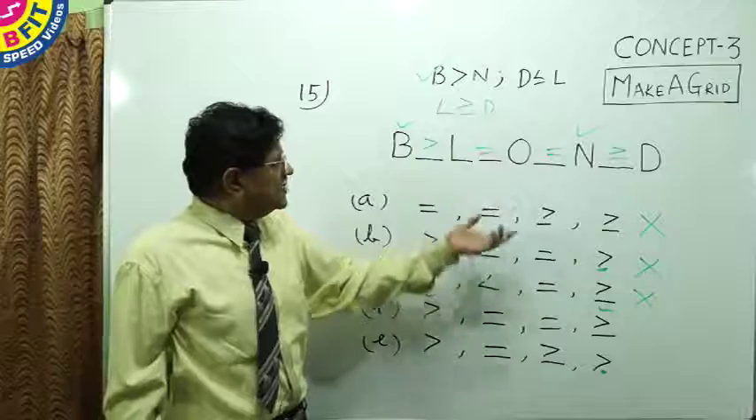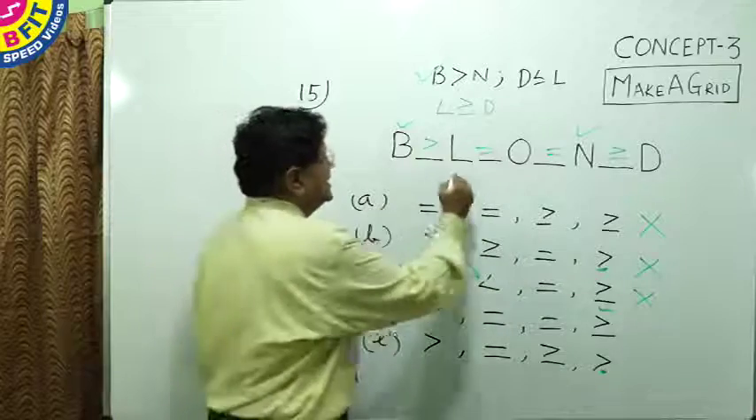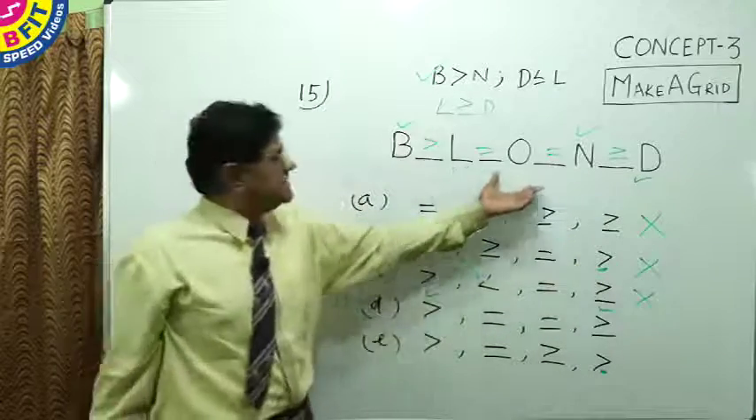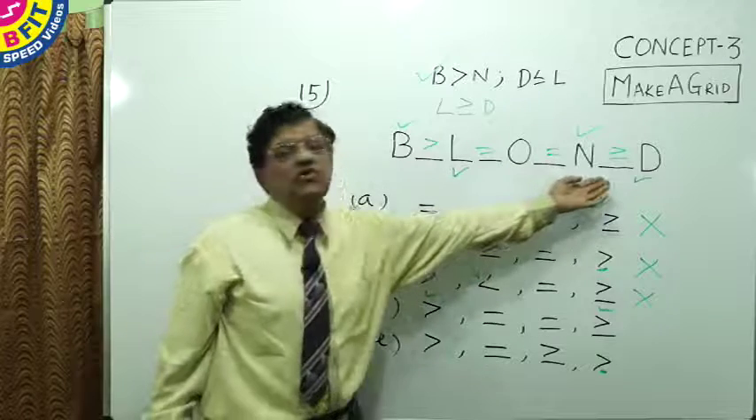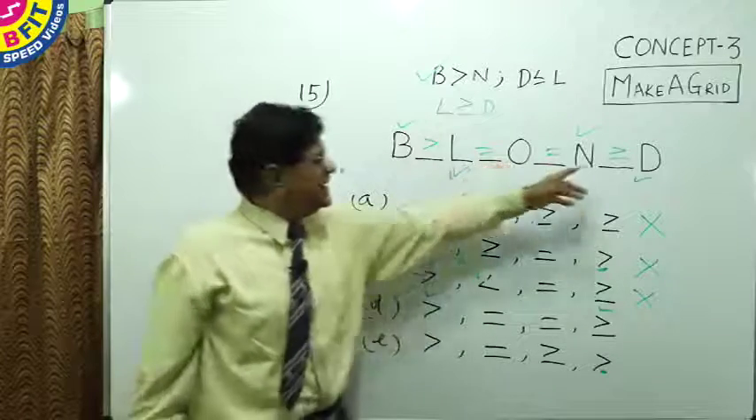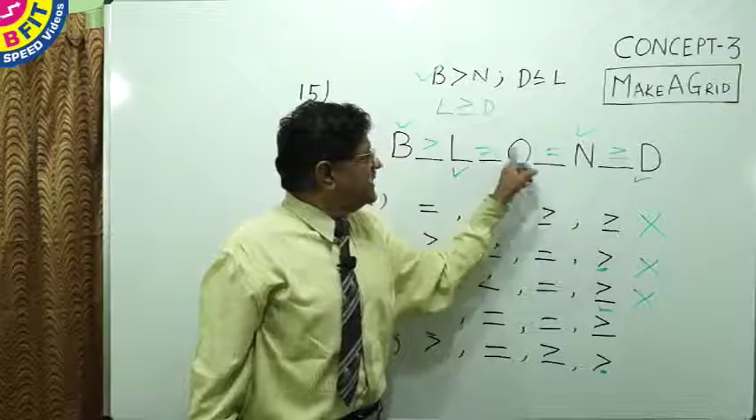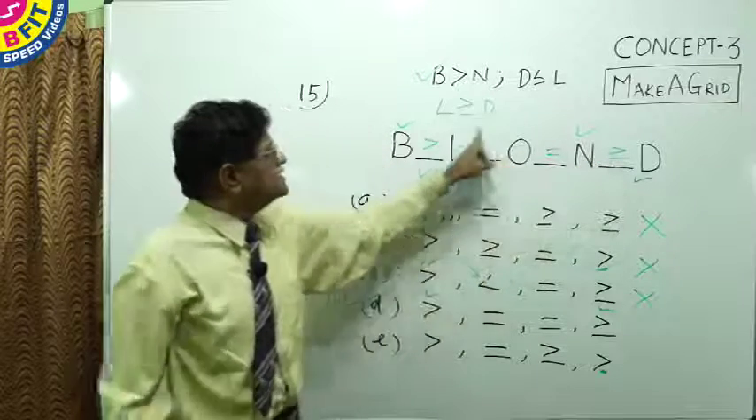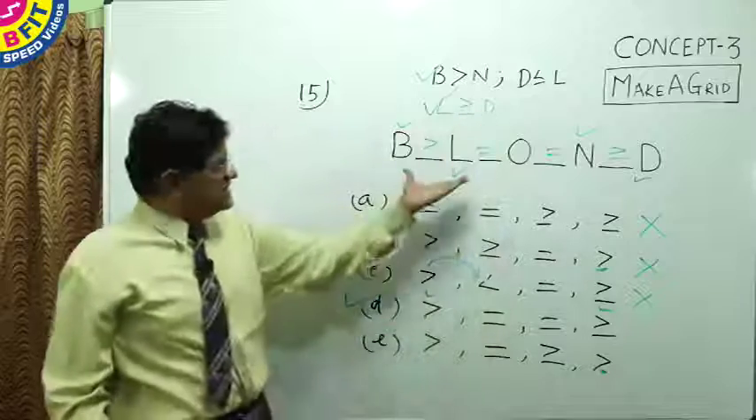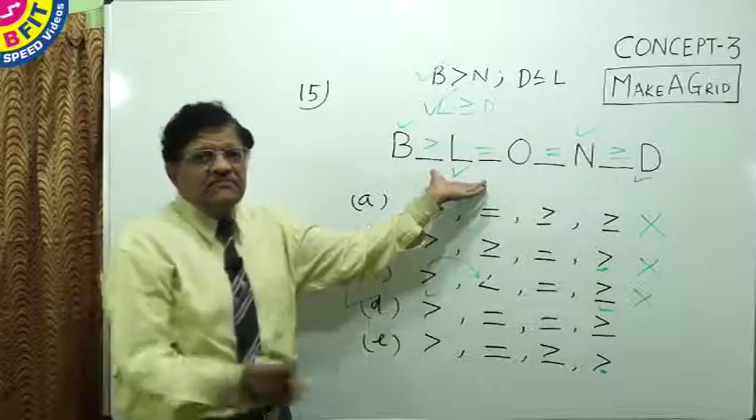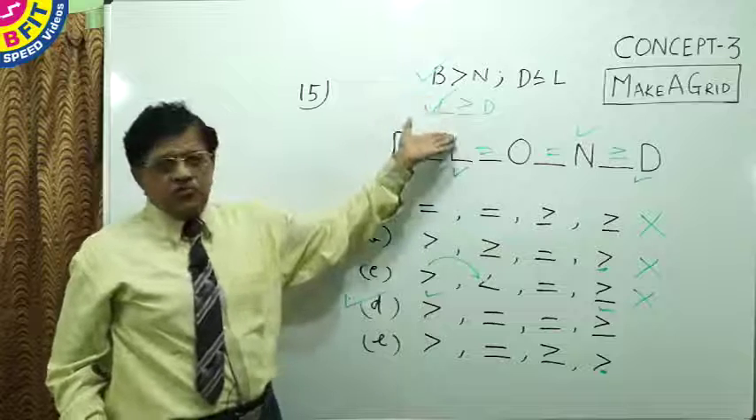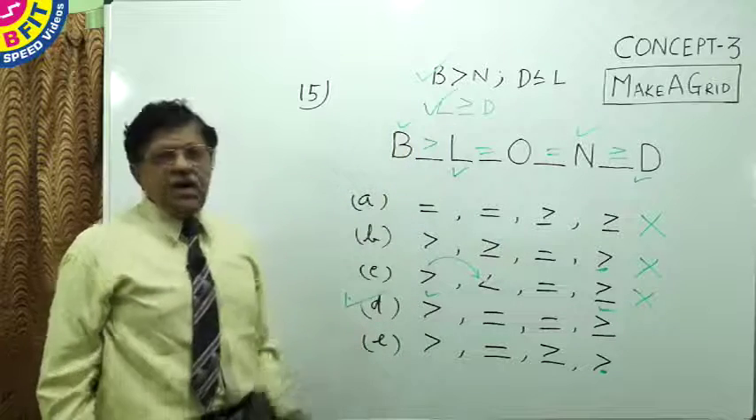Let us go to the second conclusion, L and D. L is here, D is here. Between L and D, what are the symbols we have? Is equal to, greater than and is equal to. Which is having top priority? This is having top priority between the three symbols. Therefore, L is greater than or equal to D is also true. So for this given expression, with the symbols we have chosen, the two conclusions are true. Therefore, the answer is option D.